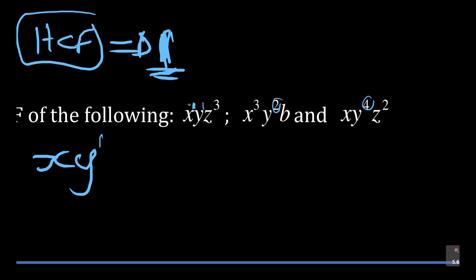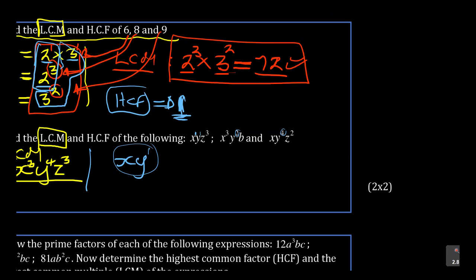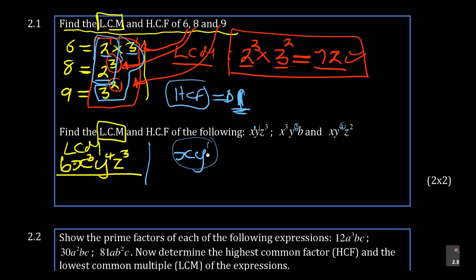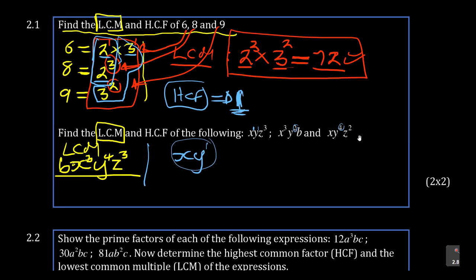And then for X, again, you do the same. So the answer there is what? It's XY. Meaning, XY is the letter that will go into each one of them. So that then becomes your highest common factor. Are you with me?